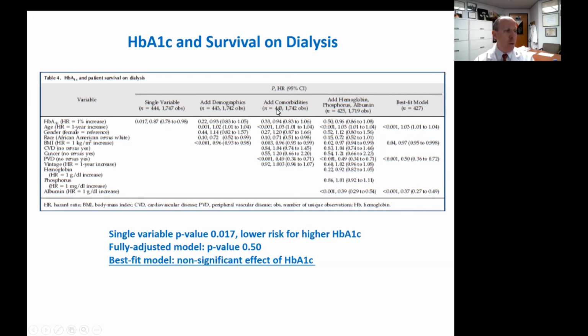But when you add comorbidities, when you adjust for hemoglobin, phosphorus, and albumin, you see the p-value is no longer significant. Hemoglobin A1C in this prospective study over time did not predict survival in these patients. And in the best fit model, it is missing. It was not a predictor, whereas age, BMI, peripheral vascular disease, and albumin remain. So the GA was a statistically significant predictor in the best fit model for survival.